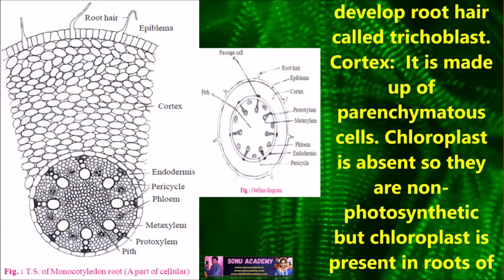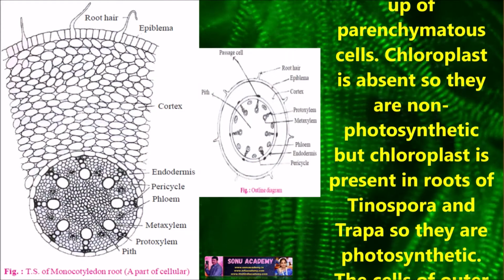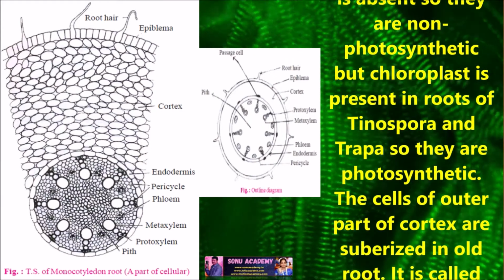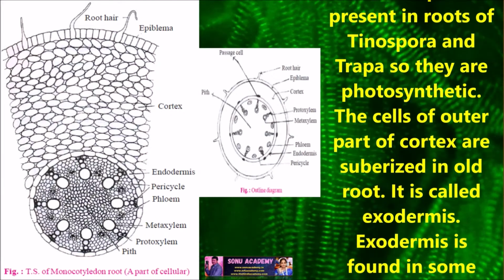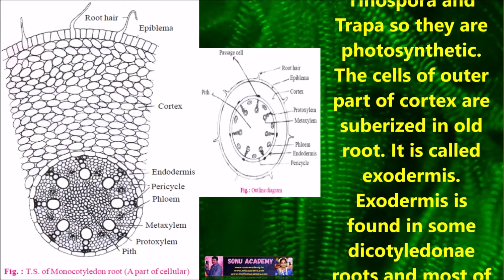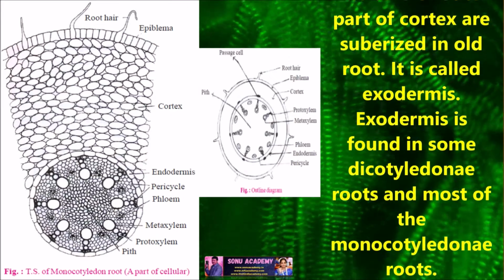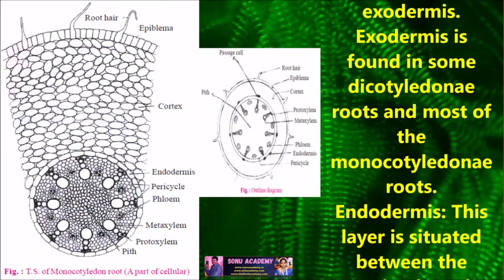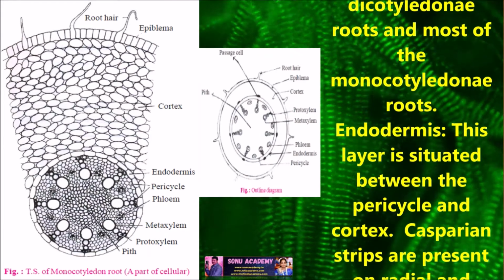Cortex. Cortex is made up of parenchymatous cells. Chloroplast is absent, so they are non-photosynthetic, but chloroplast is present in the roots of Tinospora and Trapa, so they are photosynthetic. The cells of the outer part of the cortex are suberized in old roots. It is called exodermis, and exodermis is found in some dicotyledonous roots and most of the monocotyledonous roots also.